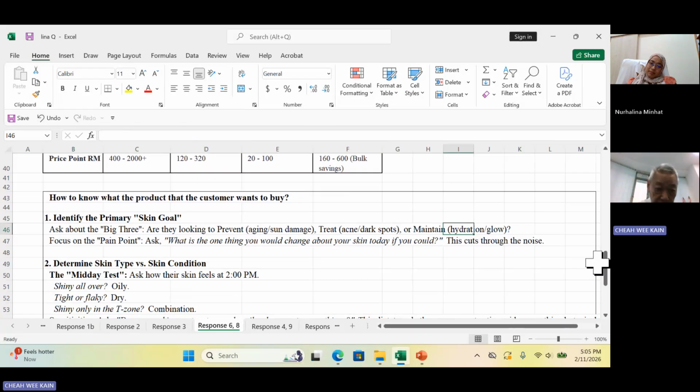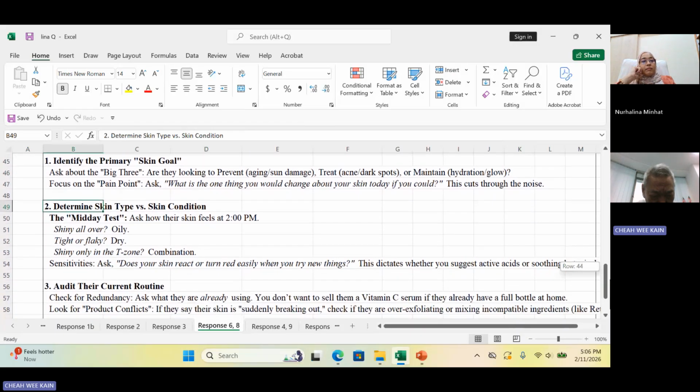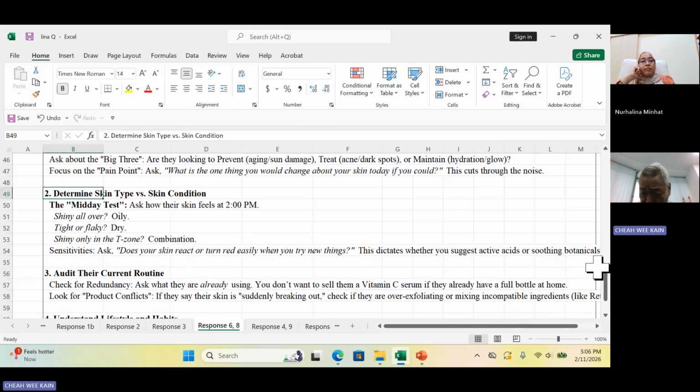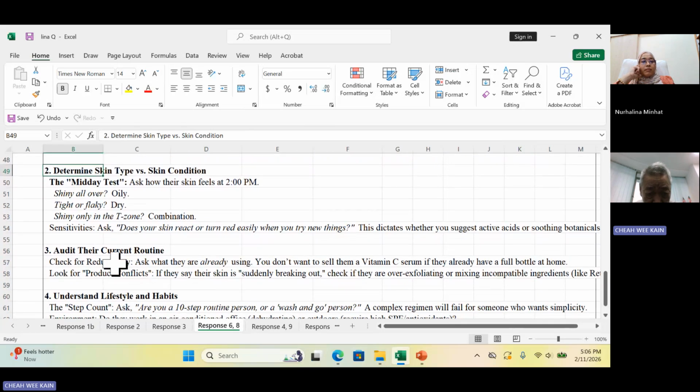Entirely different logic. But anyway, for you, determine the skin type. Oily, dry, combination. Does your skin react or turn red? That's what you normally say anyway. Audit your current routine. Ask what they are already using. You don't want to sell them vitamin C serum if they already have a full bottle at home. Don't waste your time.